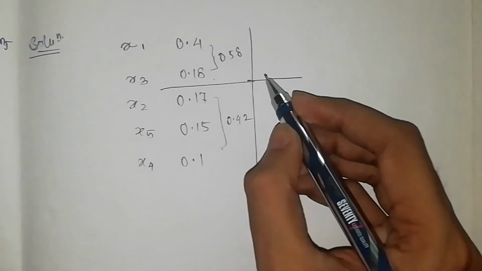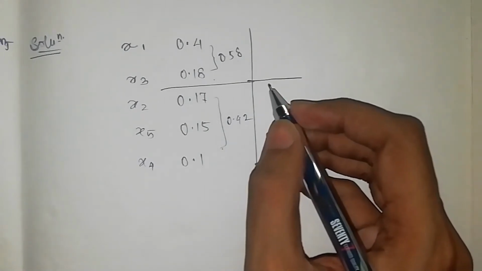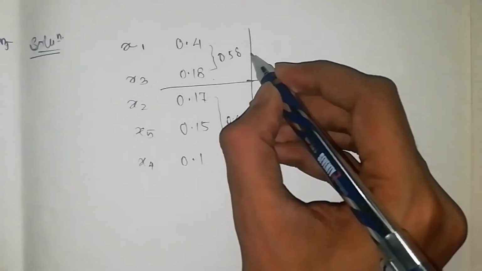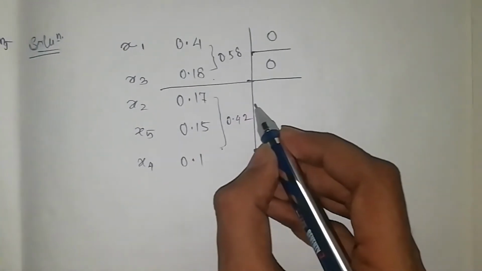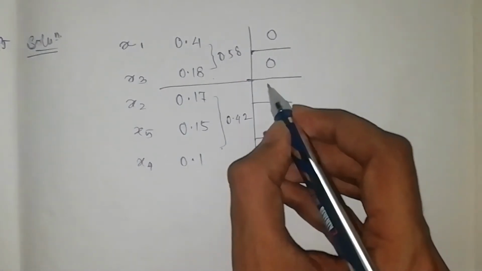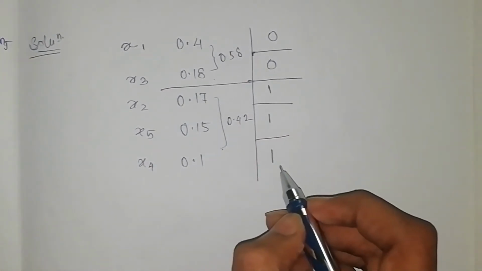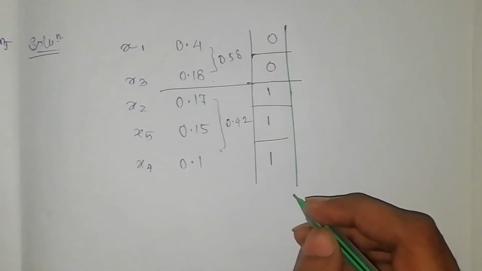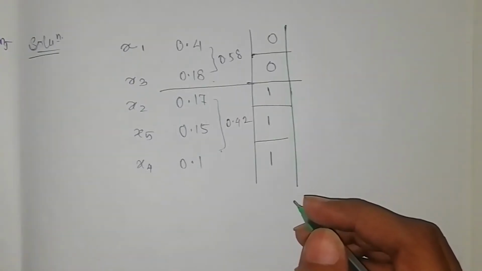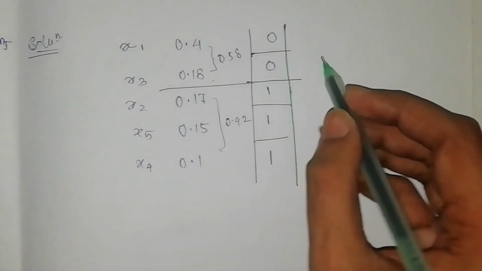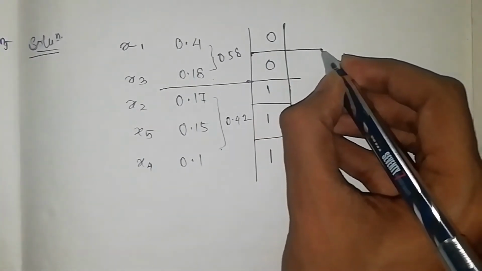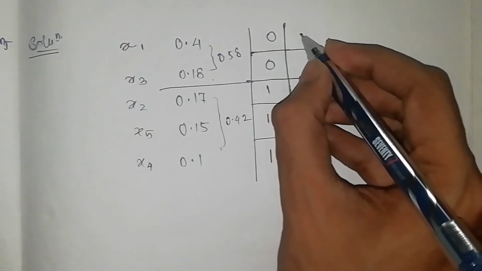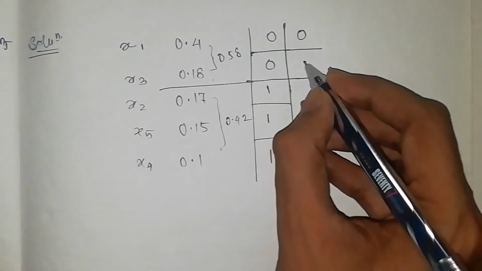The third step is we need to assign the upper set with 0 and the lower set with 1. So the upper set has two values, so both the values will be assigned 0, and the lower set has three values, so the three values will be given 1. Now the fourth step is we have to repeat the second and third step again until a single element is reached. So the second division will again divide the first set and the second. The first set consists of two elements, so the upper value 0.4 will be assigned 0 and the lower value 0.18 will be assigned 1.